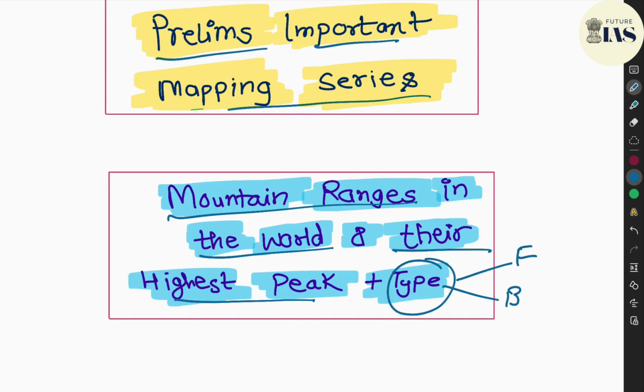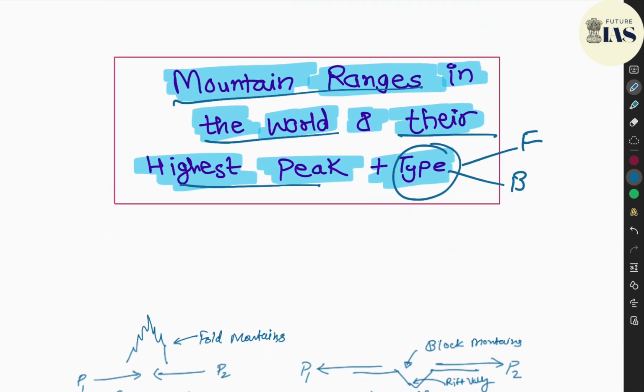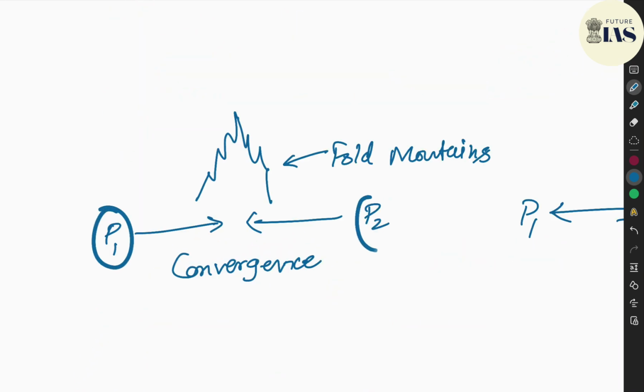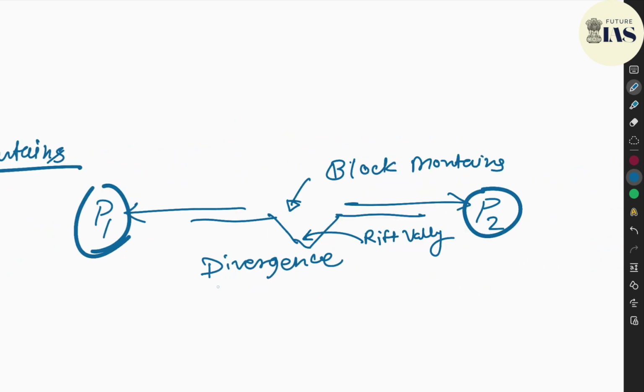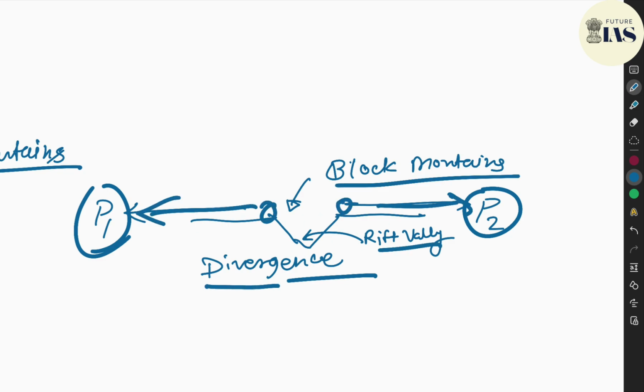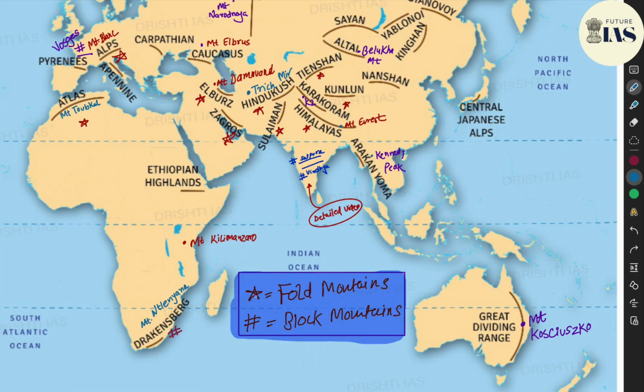So first I'll tell you the basics of fold mountains and block mountains. When two plates converge with each other, they create fold mountains. And opposite to this, when two plates are diverging from each other, they create a rift valley and block mountains. So this is the basics. Now we'll move to the map. For showing fold mountains, I have used a star symbol, and to show block mountains, I have used a hash symbol. So now we'll see all the major mountain ranges.